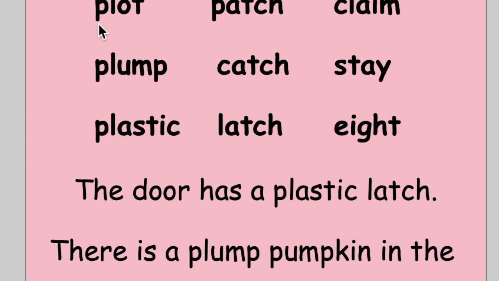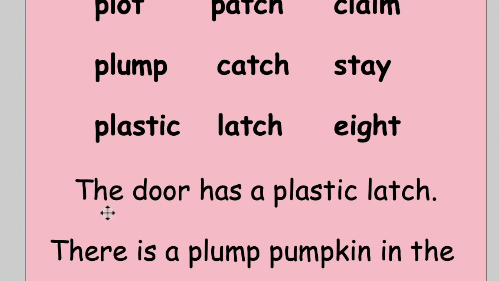Here we go. Plot. Plump. Plastic. Patch. Catch. Latch. Claim. Stay. Eight. Very good. Let's read these words in some sentences. Here we go.